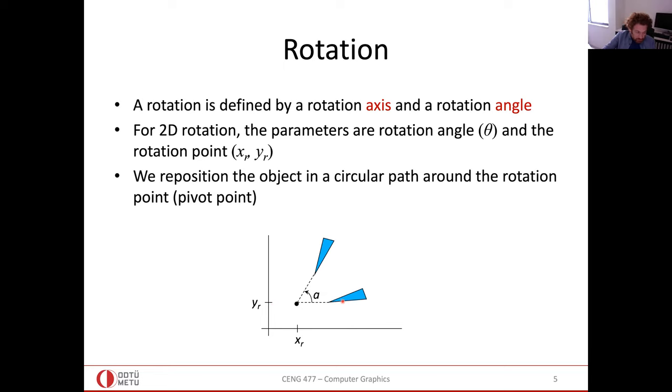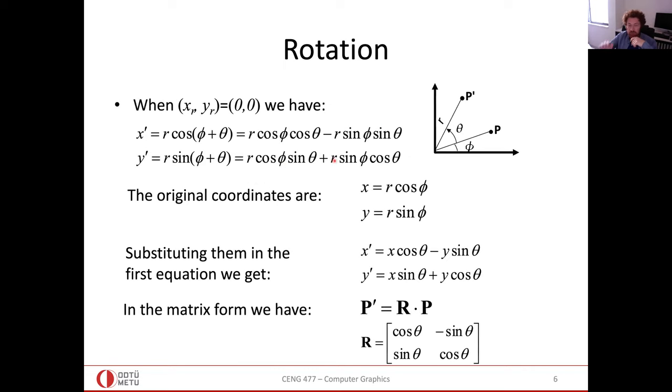This movement, as you can see, with an angle of A, not theta, but anyway, it brings you here. However, if you have moved the object around origin, it will have a different output. So this rotation point is important. So let's see what X prime and Y prime, the new locations of your P prime point, are.